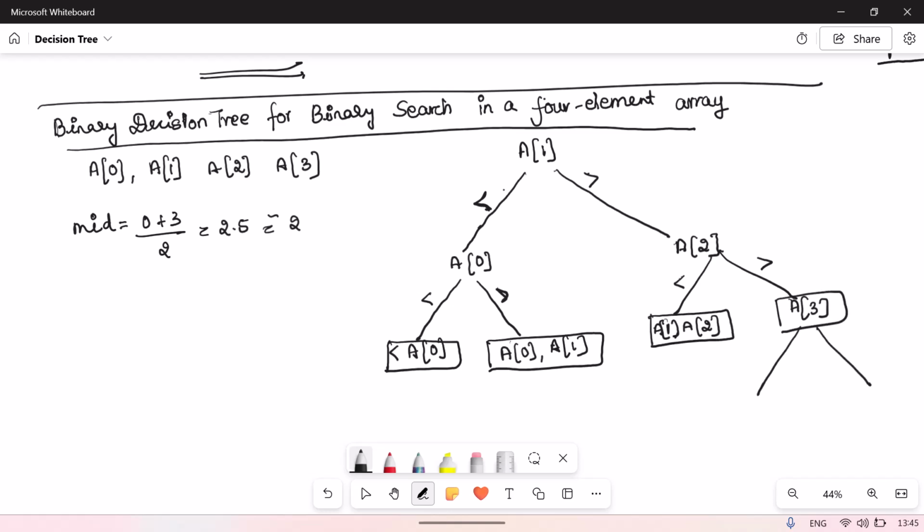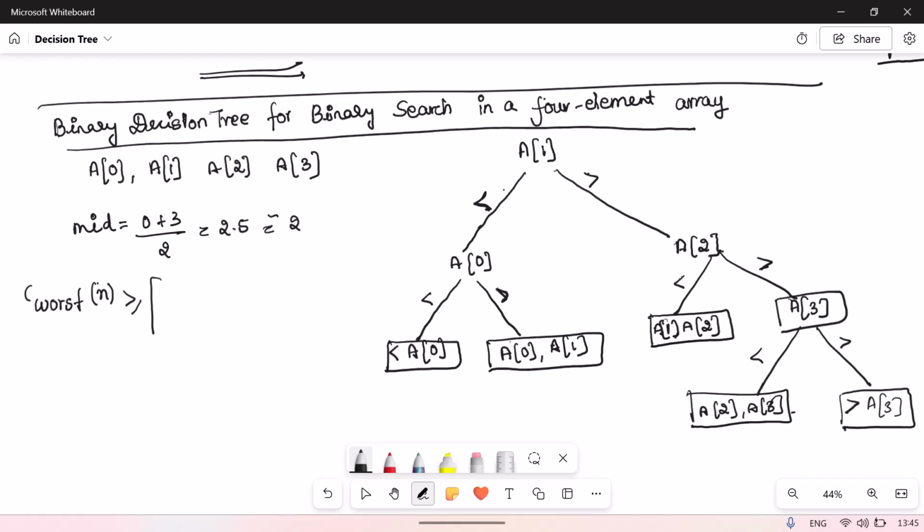Now lesser than and greater than. If it is greater than, then it is greater than A of 3, some element greater than A of 3. If it is not, then it is greater than A of 2 but lesser than A of 3. So it will come in this range. This is how you will do the decision tree for binary search. Only true and false is there, and the number of comparisons is greater than or equal to n plus 1 to the base.